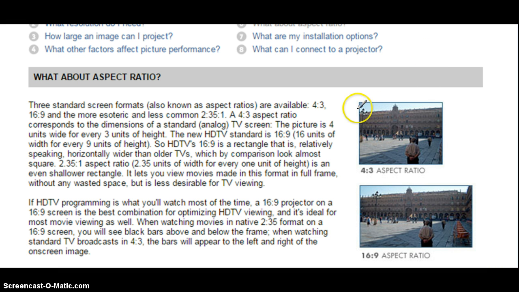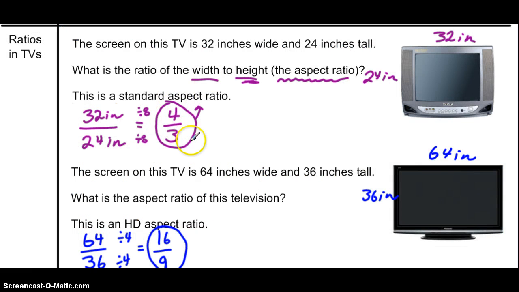Right, what we have right here is a guide from Best Buy that actually tells you which different TVs to buy depending on what you're looking for. If you're looking for more of an older TV, you're going to be playing older movies, then 4/3 is what you want to go with. On the other hand, if HGTV programming is what you'll watch most of the time, you're going to go with a 16:9 projector. Now remember, 4/3 is just a ratio, a comparison between two numbers.